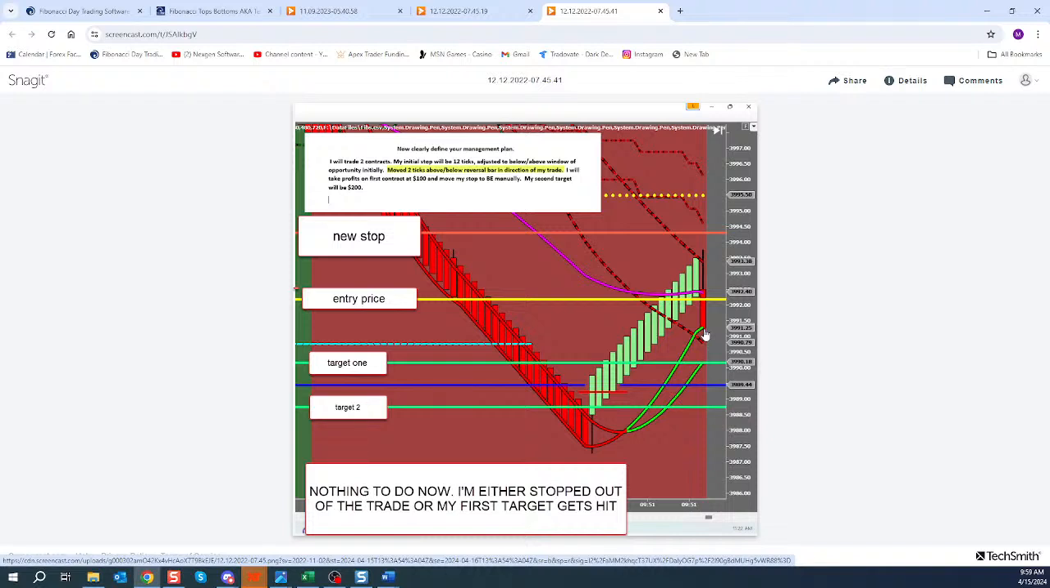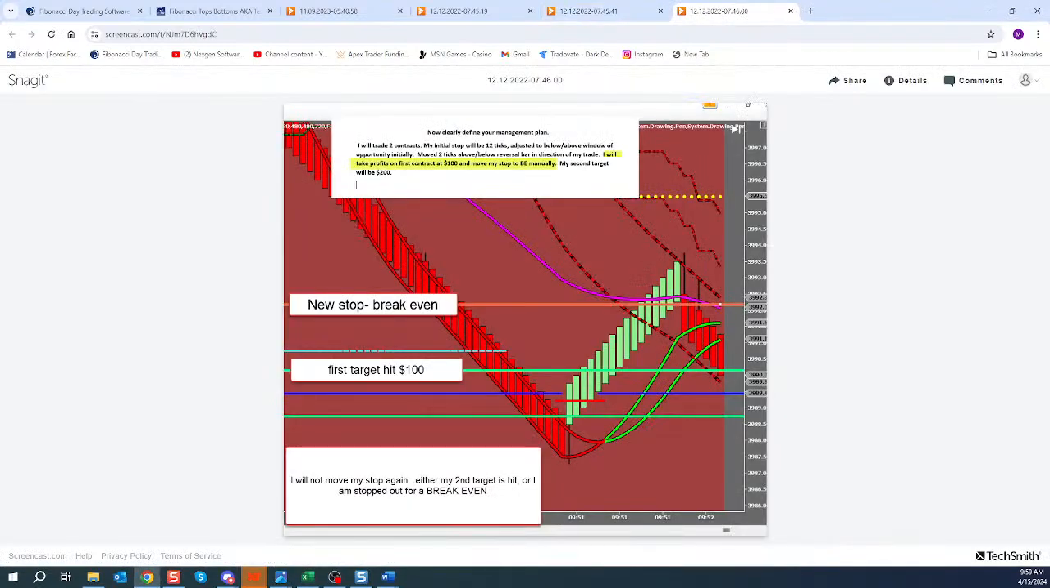And I'm either going to get stopped out because, you know what, I can't win them all. I don't expect to win them all. My only expectation is that I enter the market with my rules met. That's the only thing I can control. So I'm either going to get stopped out, or more often than not, it's going to go to my first target. For the brand new user, the first target is $100.